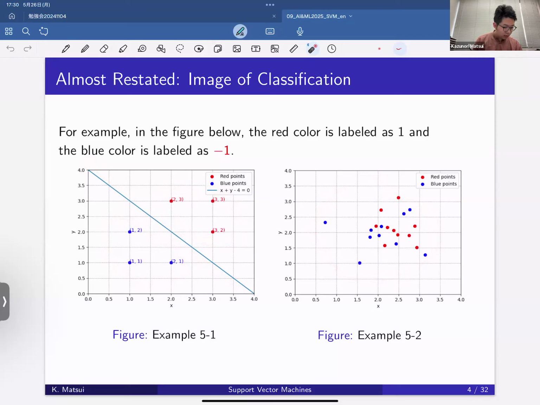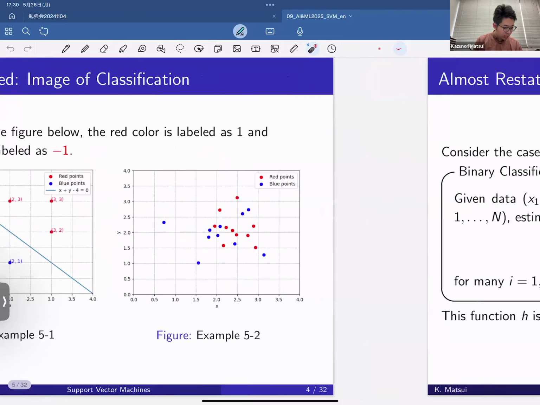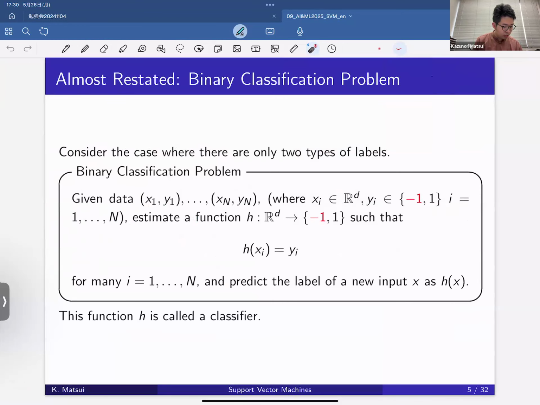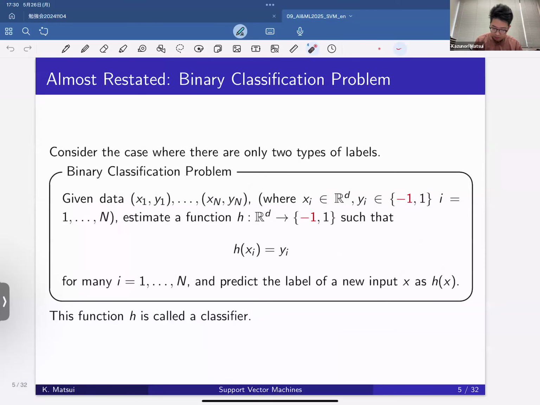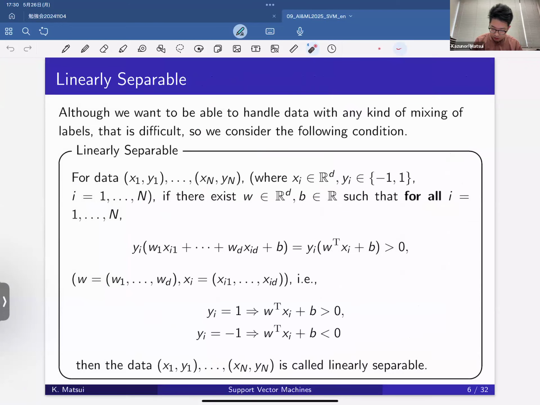Let's say we are given pairs of images and labels as data. When there exist W and b such that the equation yi times (W transpose xi plus b) is greater than 0 holds for all these data, we call it linearly separable.